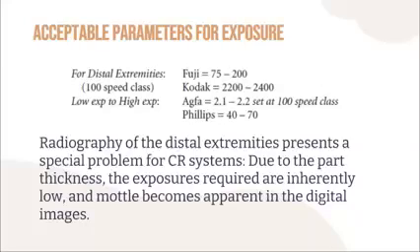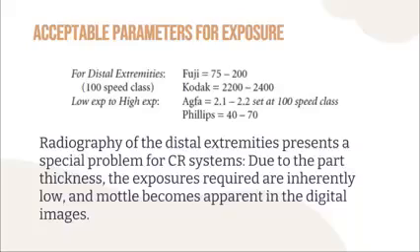Since distal extremities are different from chest and abdomen, and it involves higher kVp, the 100 speed class is what we use for the exposure indicator. Since your upper and lower extremities are bony, yes, higher kVp is needed. So base it on the 100 speed class rather than the 200 speed class.